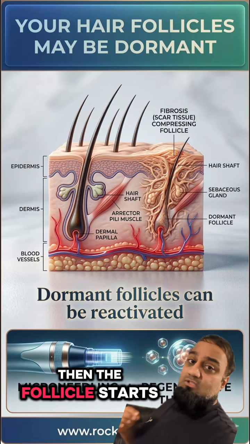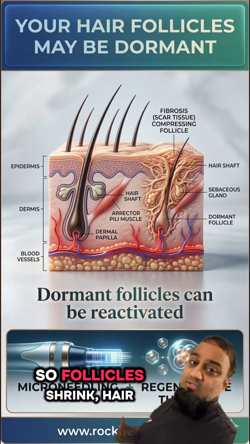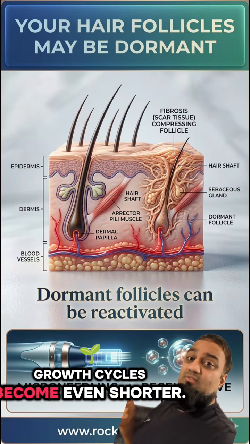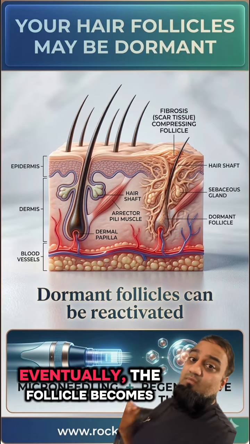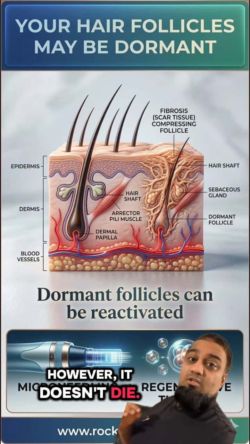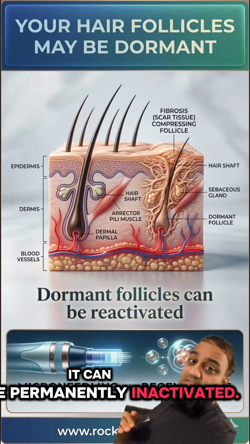Then the follicle starts to miniaturize because the environment worsens. So follicles shrink, hair becomes thinner, growth cycles become even shorter. Eventually the follicle becomes totally dormant. However, it doesn't die. In advanced fibrosis, it can become permanently inactivated.